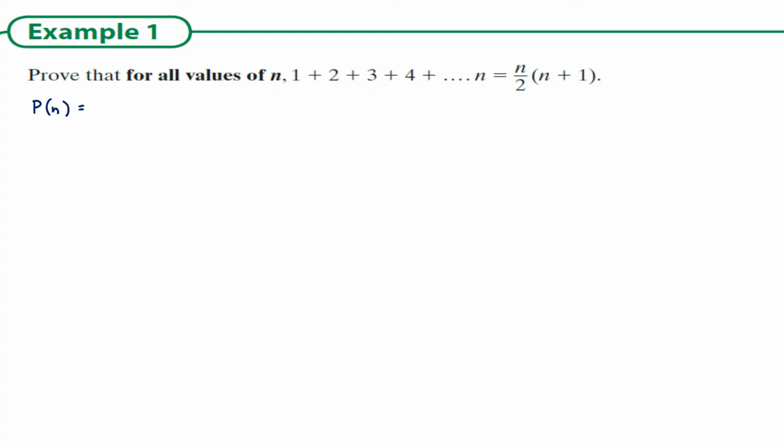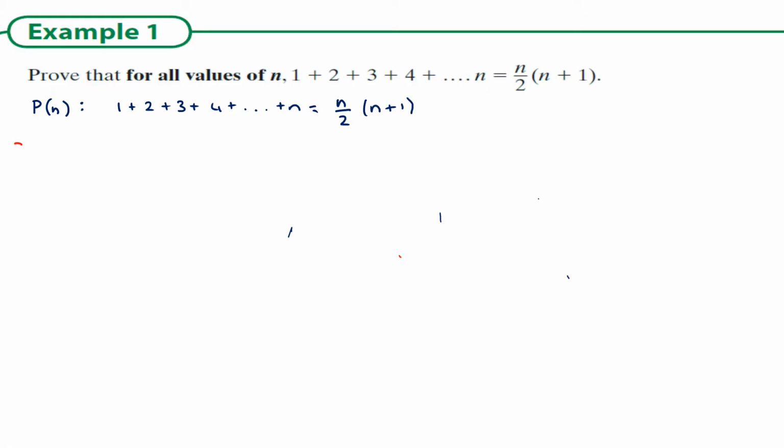So the proposition is that 1 plus 2 plus 3 plus 4 all the way up to n should equal n over 2 times n plus 1.